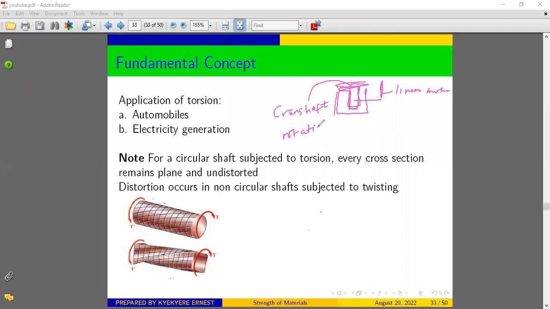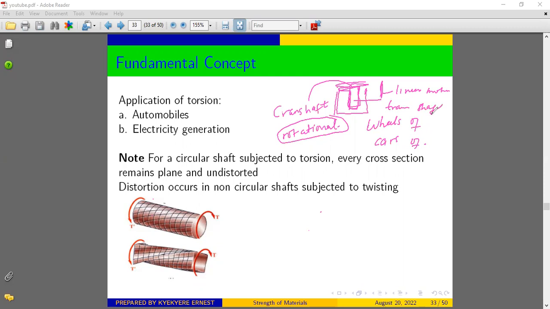Sorry for that, into rotational motion. And this rotational motion of the crankshaft is what is transmitted to drive the wheels of the car to cause motion of the car. And how this crankshaft transfers the rotational energy to the wheels is through the transmission shaft, which is an application of torsion.